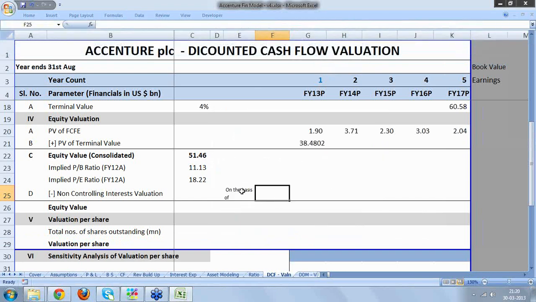So how to make a drop down? I am using both the options, so I can use either a multiple on the basis of book value or on the basis of earnings. So I'll make a drop down here.